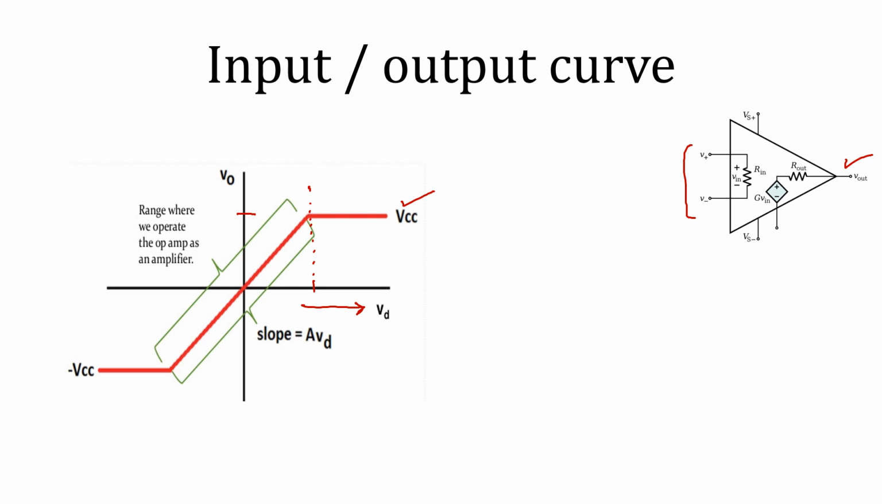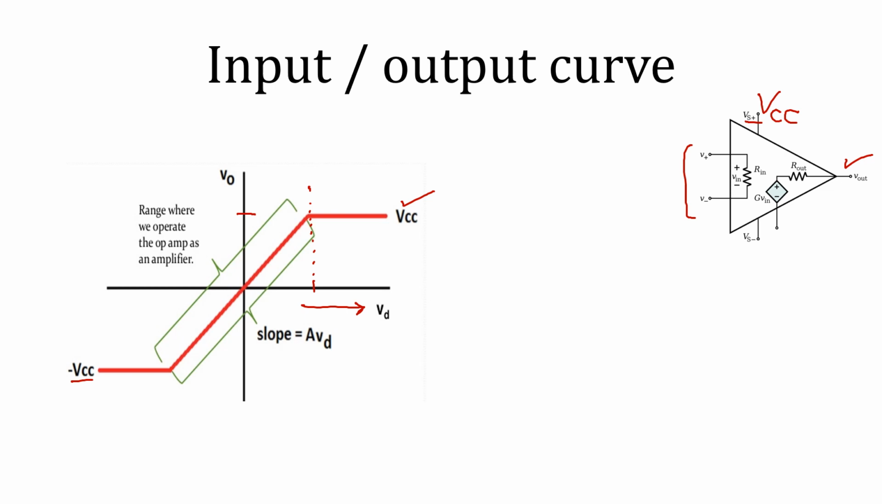Whatever is written here, Vs, that is the supply voltage, and in transistor terminology we denote this as the collector voltage. So this is called VCC. This VCC means the power supply on the positive side. This negative VCC means the power supply connected to pin number 4.